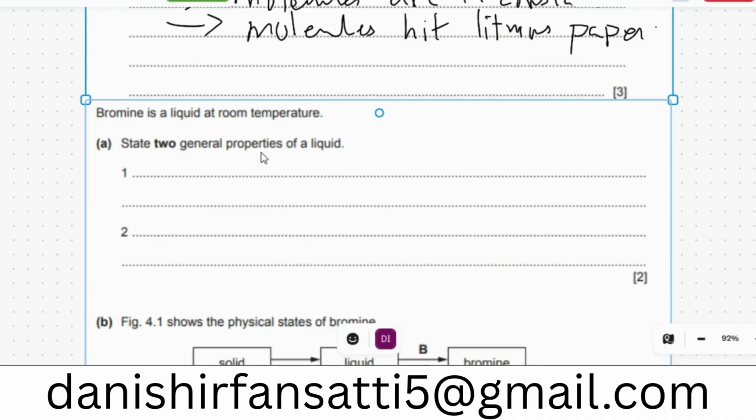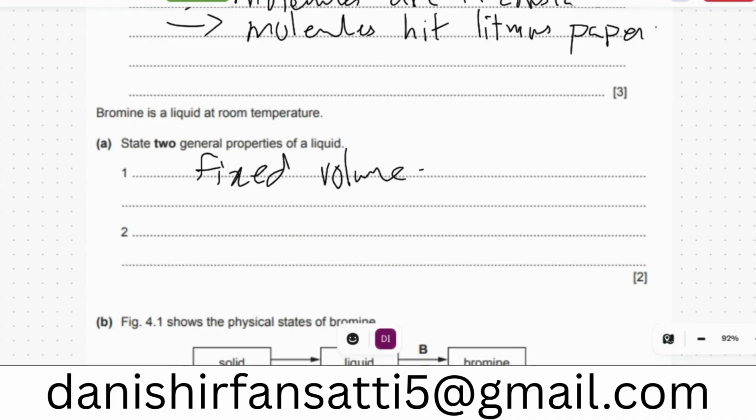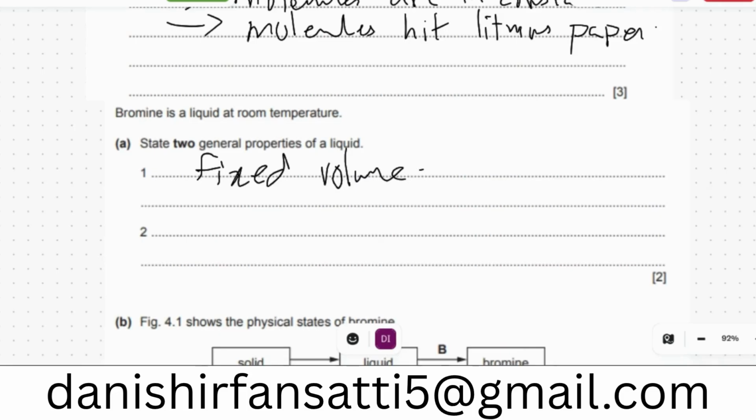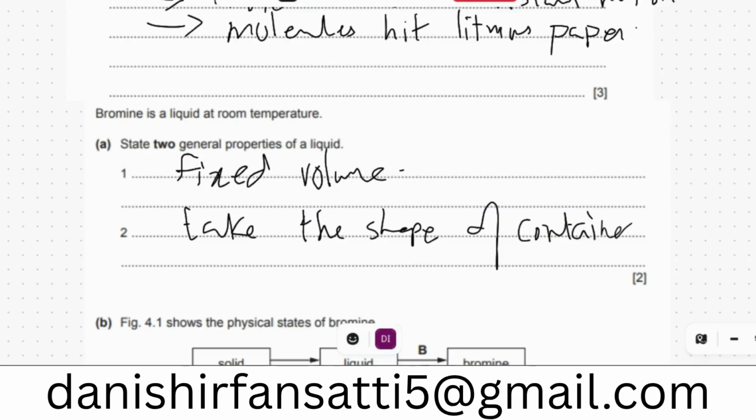So what are the properties of liquid? First, liquid has fixed volume. Okay, fixed volume, not fixed shape, fixed volume. That is 1 mark. And what would be another? We discussed it takes the shape of the container whatever is present. Take the shape of the container, any type of container.